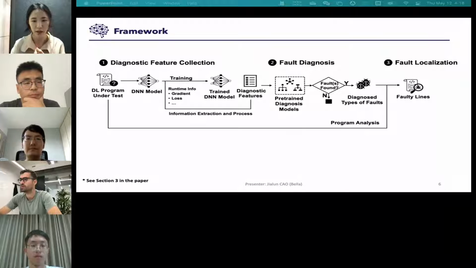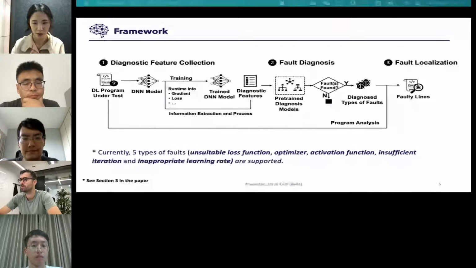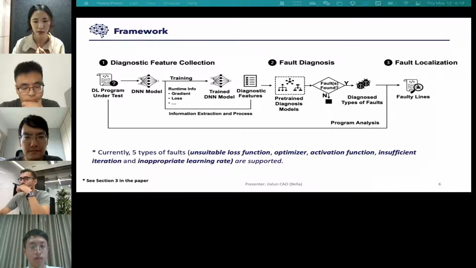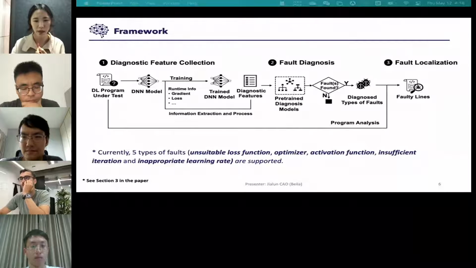Note that currently the diagnosed models are trained to classify 5 major types of faults, including unsuitable loss function, suboptimal activation function, insufficient training iteration, and inappropriate learning rate. We made it extensible for supporting more types of faults.